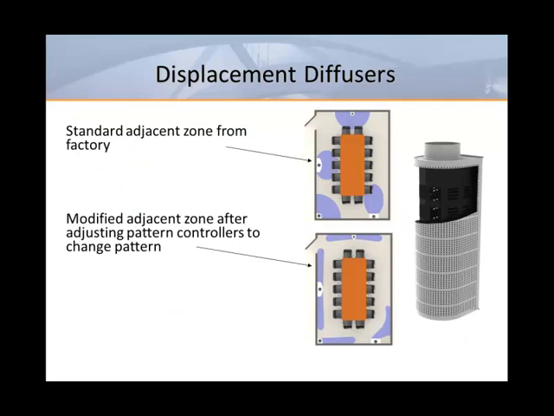In this example, we show how several seating locations around the conference table would likely fall into the adjacent zone of a standard radial pattern diffuser. Then we show how adjustable pattern controllers could be set to kick the air along the walls and away from the occupants. With non-adjustable diffusers, it would be completely up to the designer to select a product that would avoid any comfort issues, and there would be no flexibility for future needs.